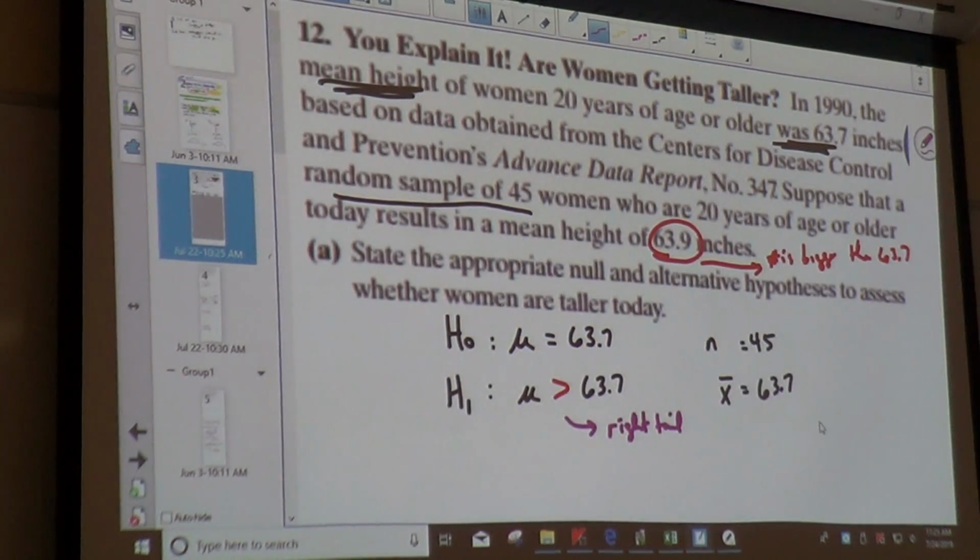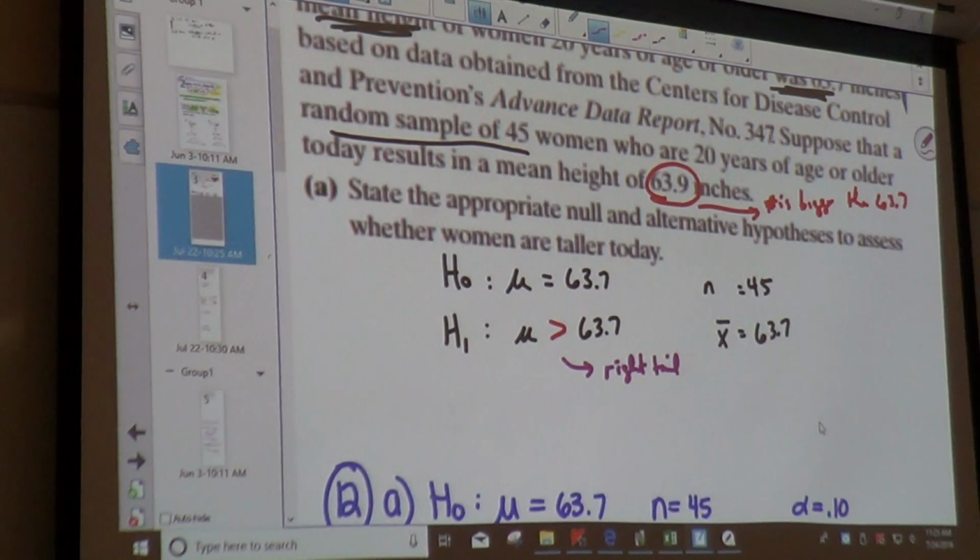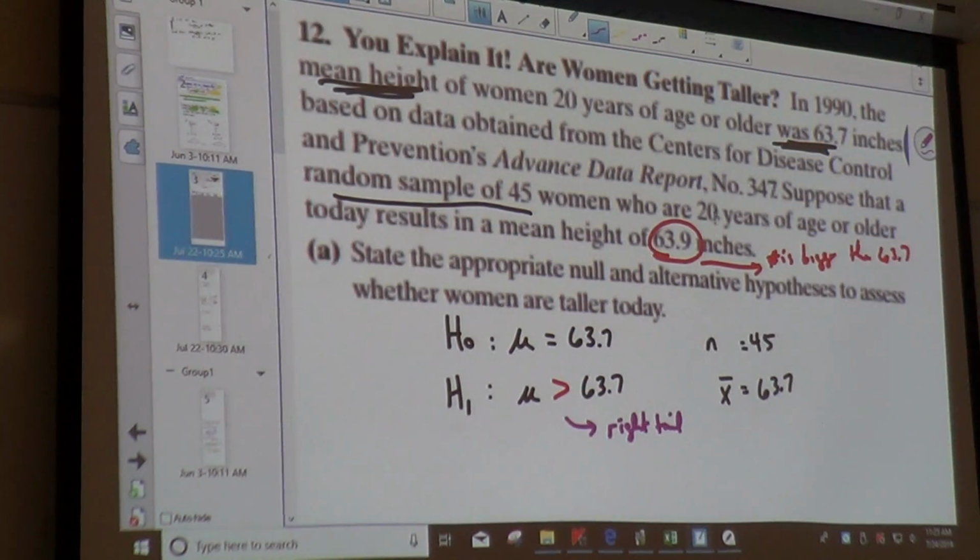Now, did they tell us the p-value again? They haven't told us that yet, have they? Okay.